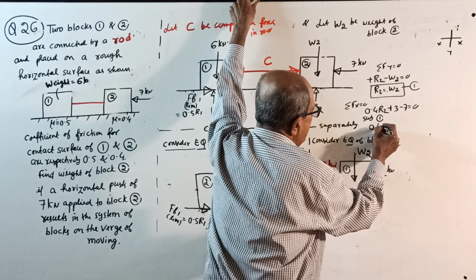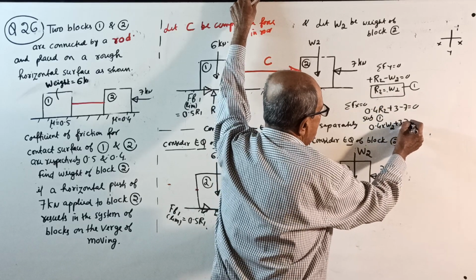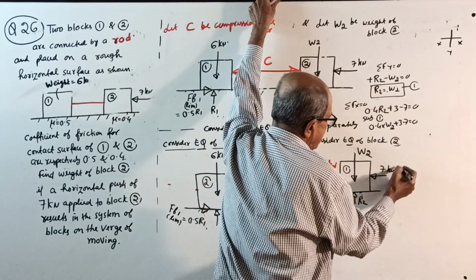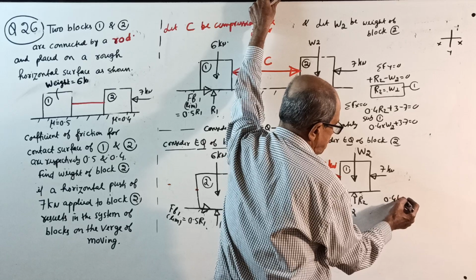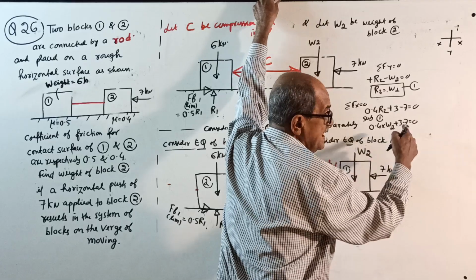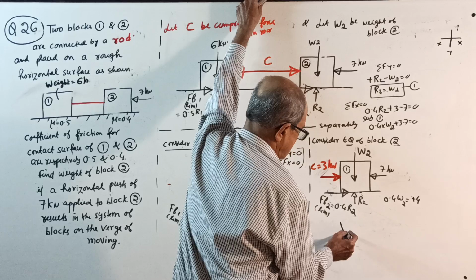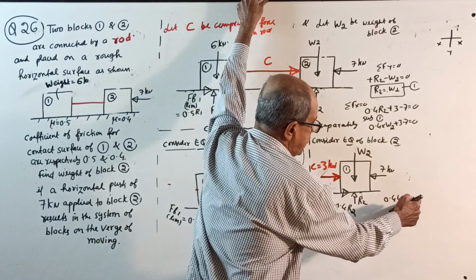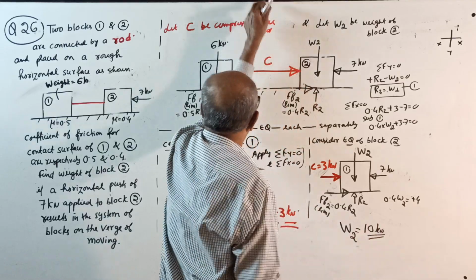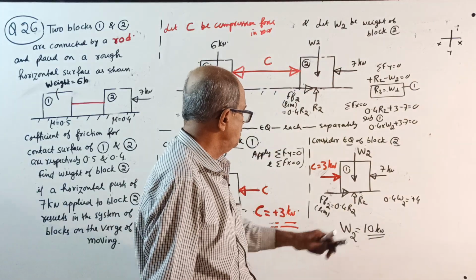What do you get? 0.4 into W2 plus 3 minus 7 equal to 0. 3 minus 7 is minus 4. That side is plus 4. So your W2 will come 4 by 0.4, which is 10 kilonewton. Yes, because we know the answer that this question is set for is 10 kilonewton. Okay, W2 is 10 kilonewton.